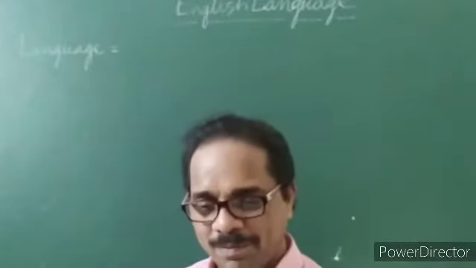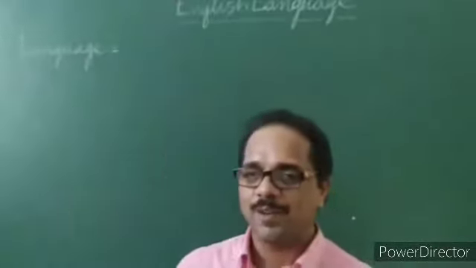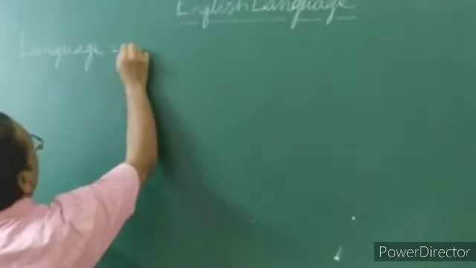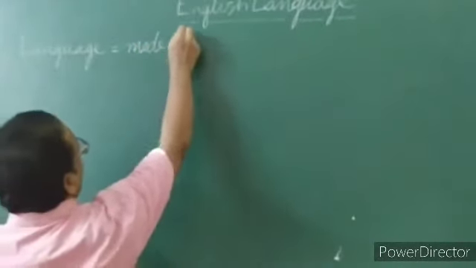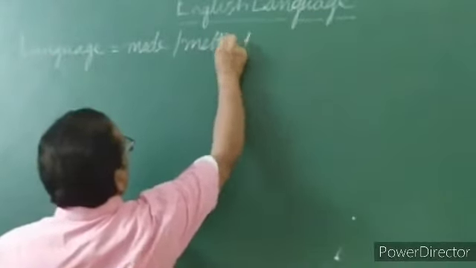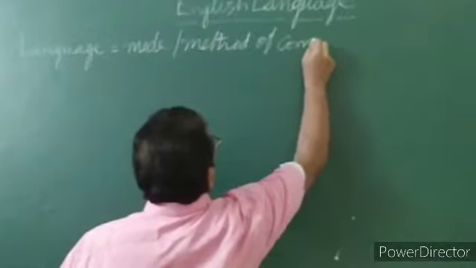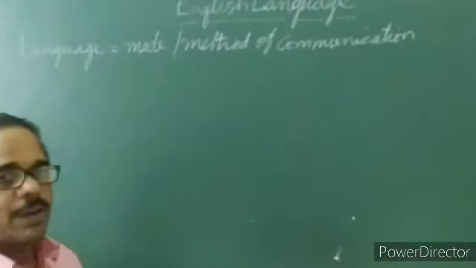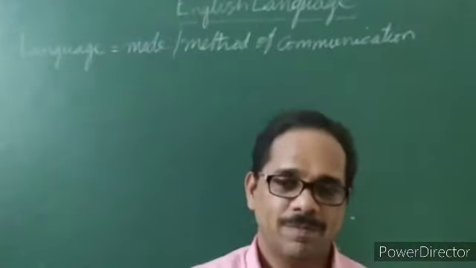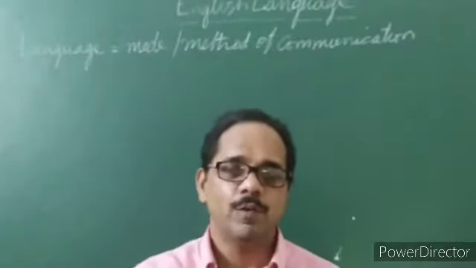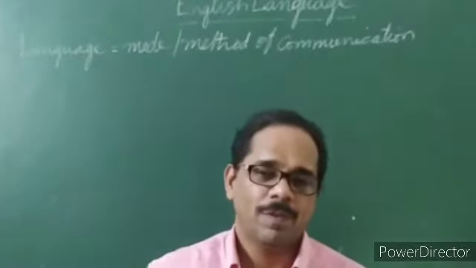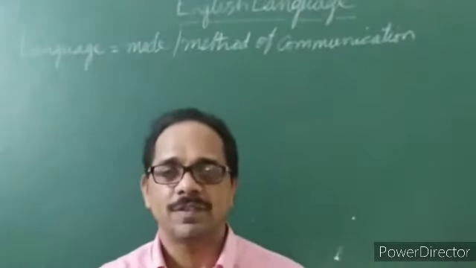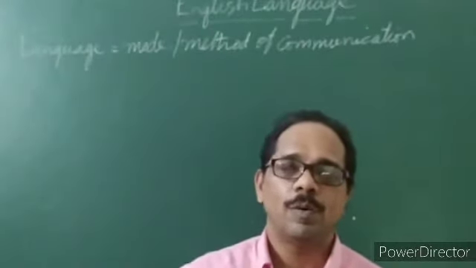So what is a language? We are going to study English language. What is a language? Language is a mode of communication. Mode, or you can say method. So, language is a mode or method of communication. That is, exchange of ideas between two people or more than two people. So what one says, the other is able to understand. That's language. For that we need to use what? We need to use words.